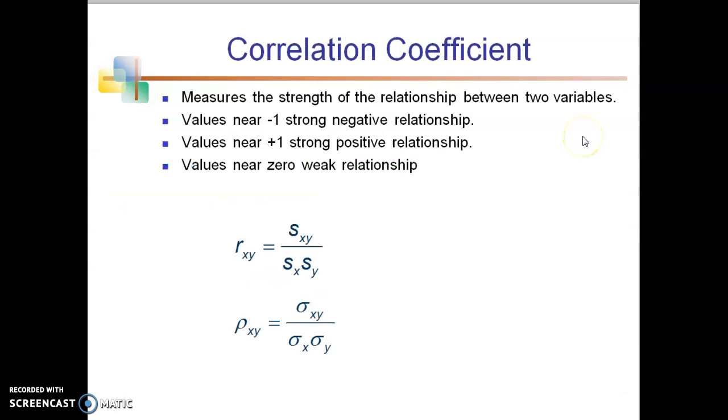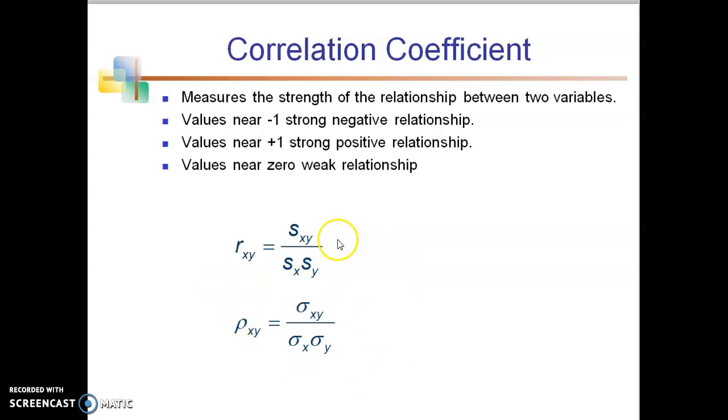Now let's move on to the correlation coefficient. This is related to the covariance in that it measures the strength of the relationship between the two variables. So the covariance tells us if there is a relationship, positive or negative. And the correlation coefficient tells us how strong that relationship is. To calculate the correlation coefficient for a sample, we use this formula here. And for a population, we use this formula here.